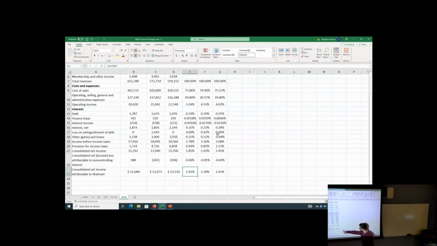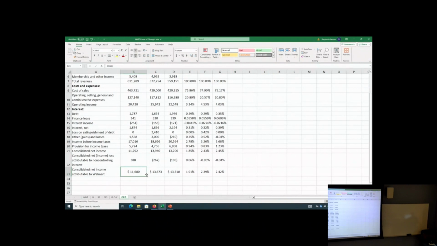All right, so the company's net income relative to revenues started off at 2.42%, then went down to 2.39%, then went down to 1.91%. Is that a positive income trend or a negative income trend? Negative, yeah. Over this time period, Walmart's net profits relative to revenues have declined. We see that nominally as well, right? Net income has declined over this time period.